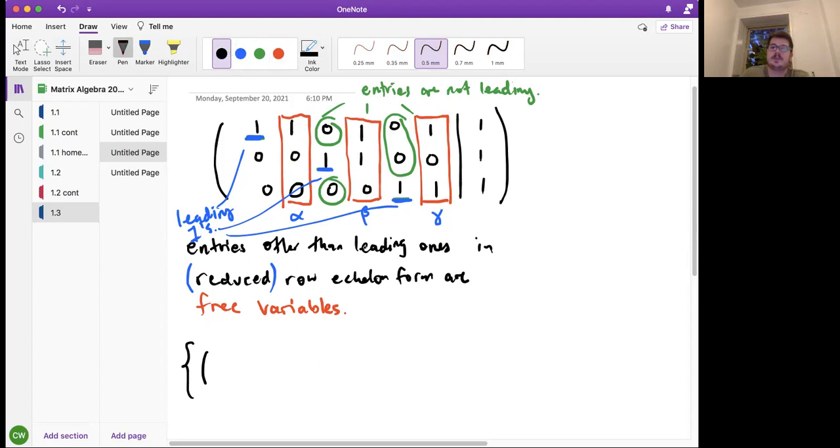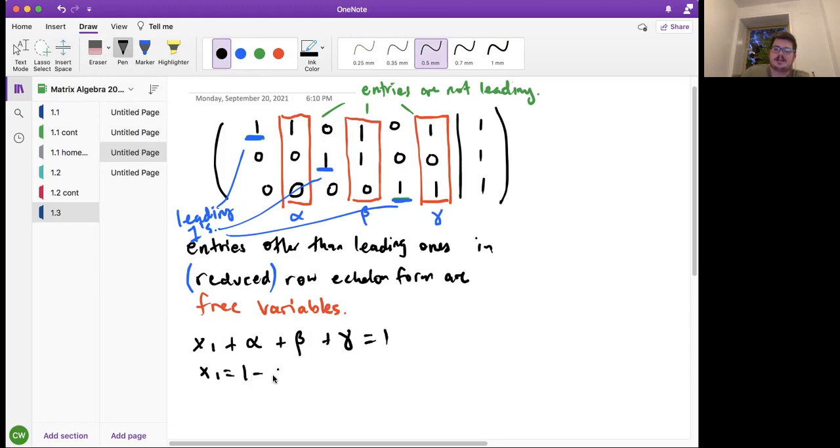Sorry, it's getting a little messy. So these three are free variables. Can someone express what x1 would be? Maybe we can even just write the equation out. So it's x1 plus alpha, a free variable, plus beta, because it's a different variable, we need a different letter, and then plus gamma is equal to 1. So that means that x1 is equal to 1 minus alpha minus beta minus gamma.